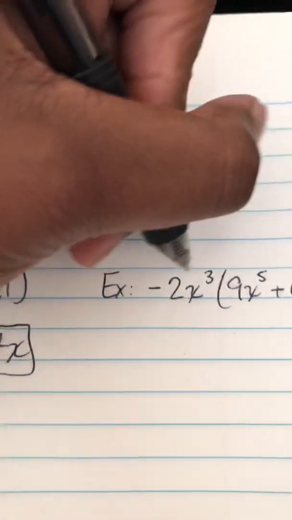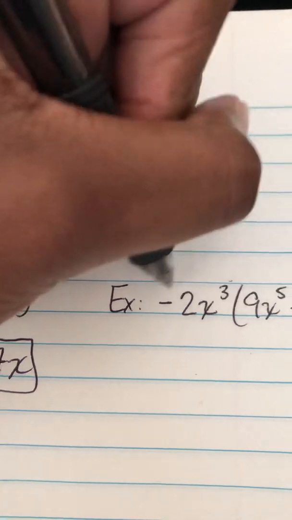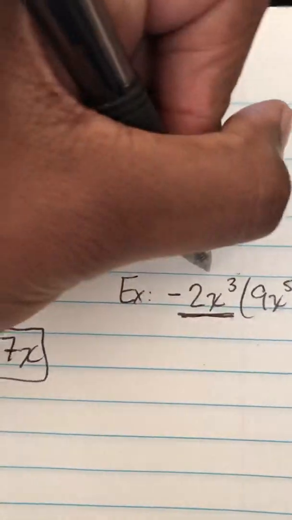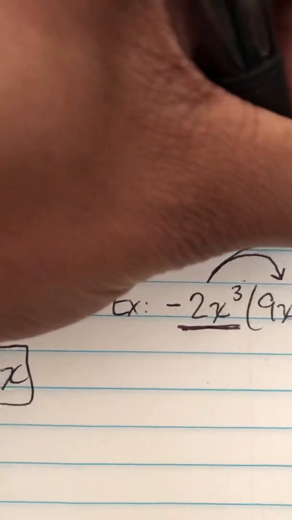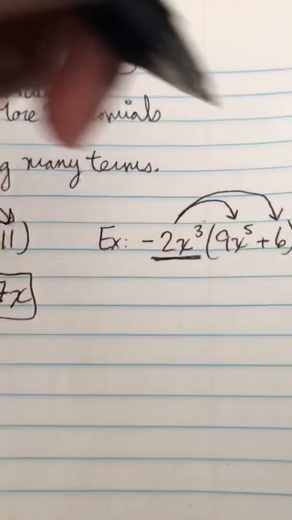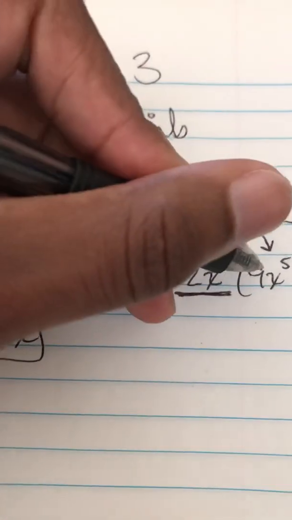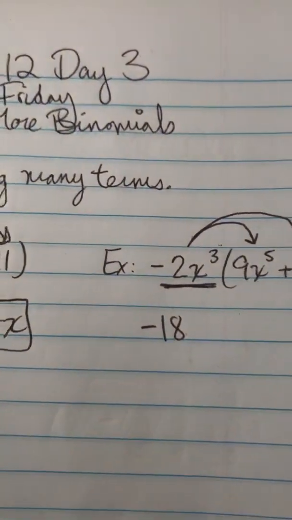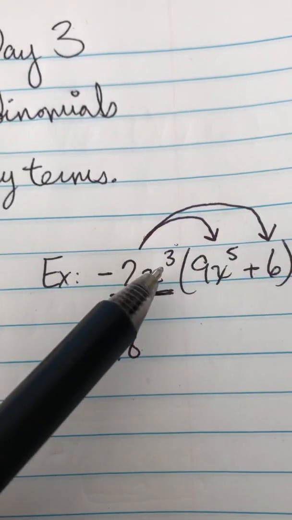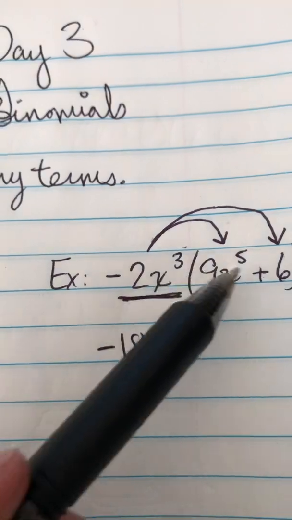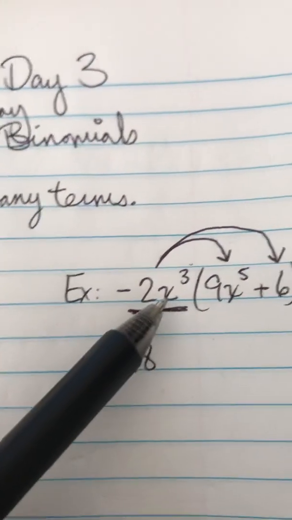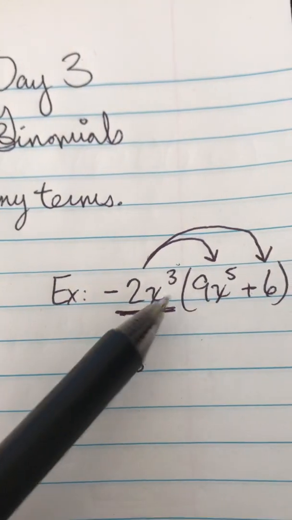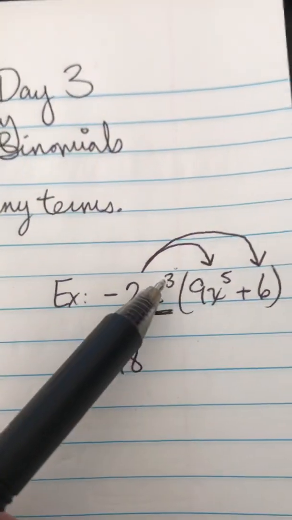All right. Now let's take a look at this example. So you have this whole thing, negative 2x to the third, times 9x to the fifth, and 6. Okay? So negative 2 times 9 is going to be negative 18. And then we're just going to add our variables together, and that's going to be 3 plus 5 is 8. So whenever you see the like term, you just add them.